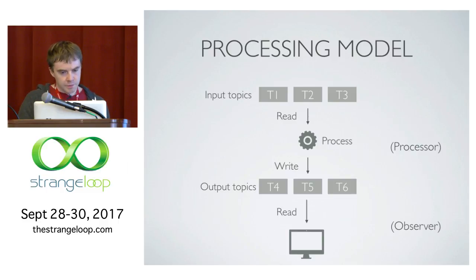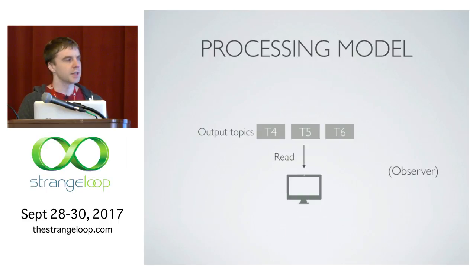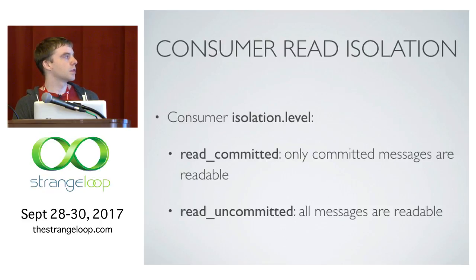OK, so we've mostly discussed this processor here. Let's stop there, and let's look at the observer for a minute. Observer, of course, in Kafka is just a consumer. I want to discuss what transactions mean for a consumer. In the consumer configuration, we have this isolation level, which you can configure. So read committed, only committed messages are readable. On read uncommitted, everything is readable.